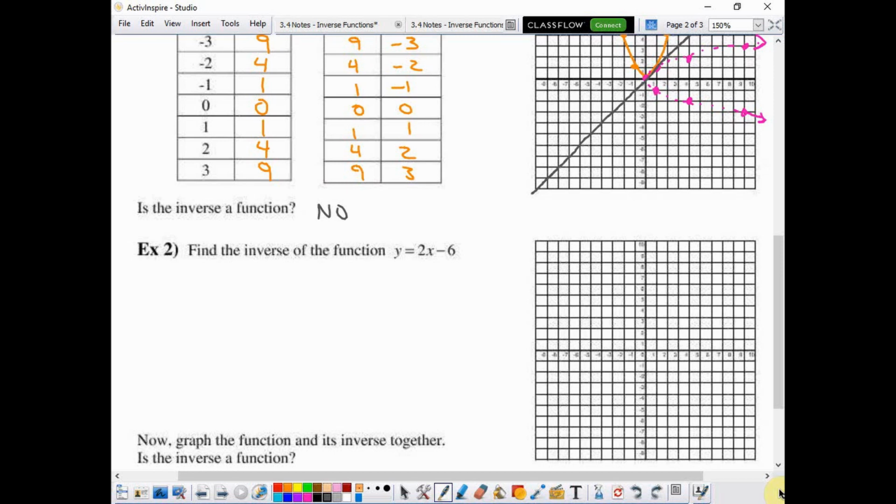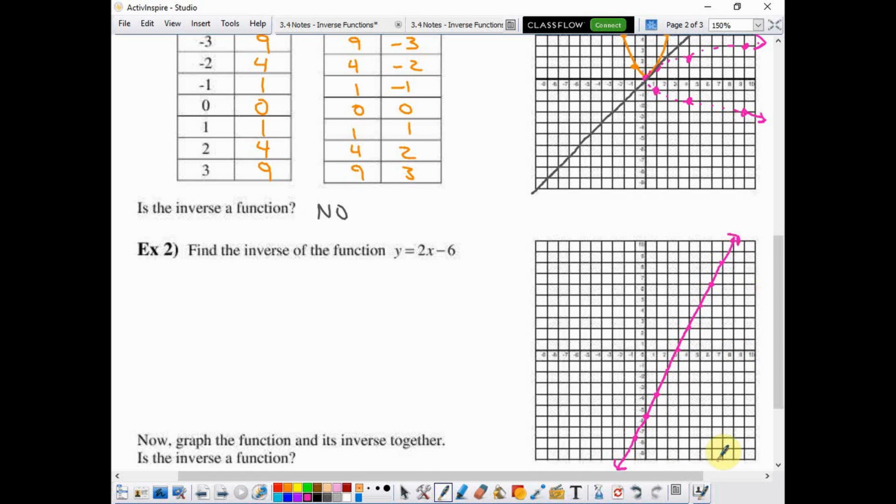Example 2, find the inverse of the function y equals 2x minus 6. Before we do that, let's graph y equals 2x minus 6. It's got a y-intercept of negative 6. So we plot that y-intercept. It's got a slope of 2, so it goes up 2 and over 1. And we'll plot as many of those as we can so we make sure we maintain our slope. So there's y equals 2x minus 6.